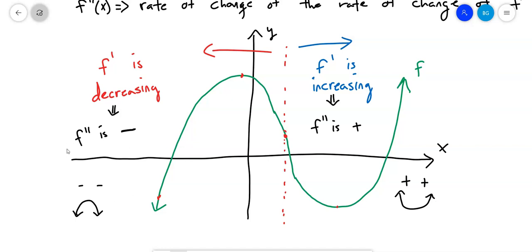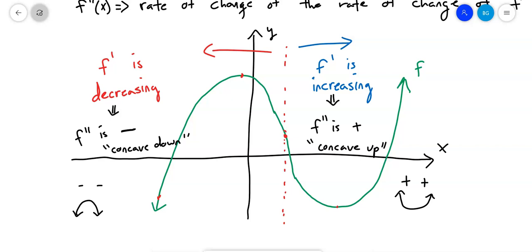By the way, there is a name for this. If f double prime is negative, we say that the function is concave down. Which, sad face, you can kind of see it. It opens downward. And then if f double prime is positive, we say the function is concave up on that interval. And so just like using the first derivative, we can tell where the function is increasing or decreasing, we can use the second derivative to tell where the function is concave up or concave down.